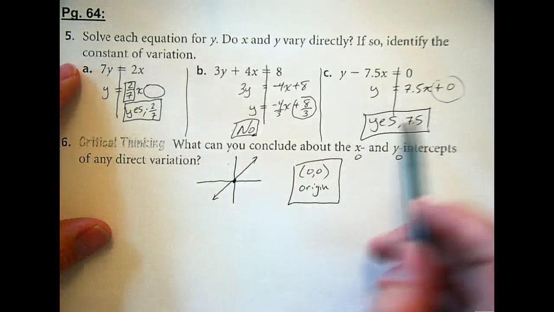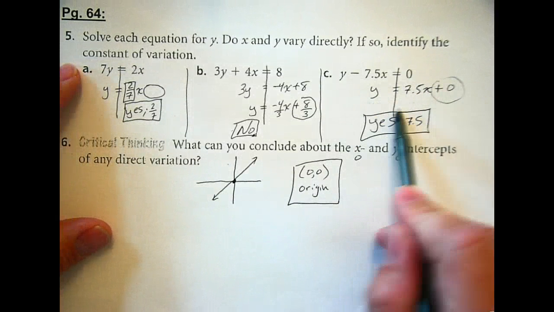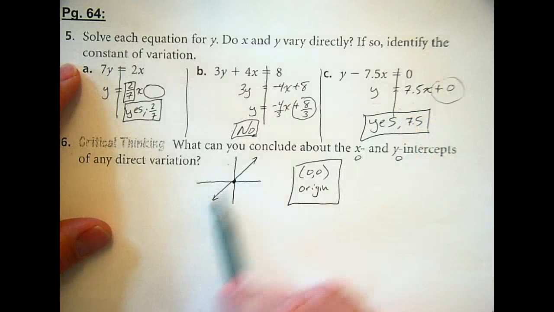So in equation form, we don't see the b. In picture form, it always goes through the origin.